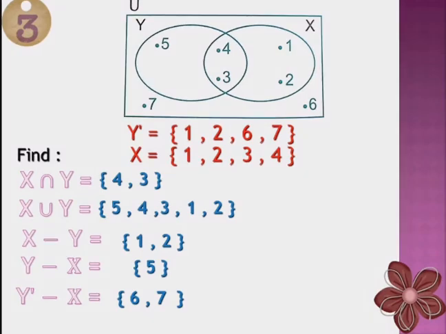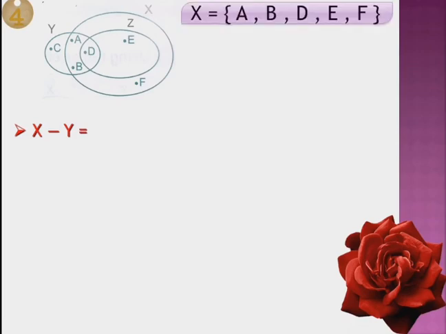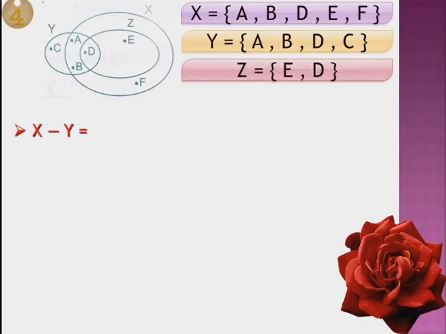In the last question, we have a Venn diagram which represents three sets x, y, and z. First of all, we need to write all the elements in the set x, all the elements in set y, and all the elements in set z by using the listing method. Then you can solve the question, which is x difference y. X difference y means the element in x and not belong to y. What is the element in x and doesn't belong to y? Which is E and F.